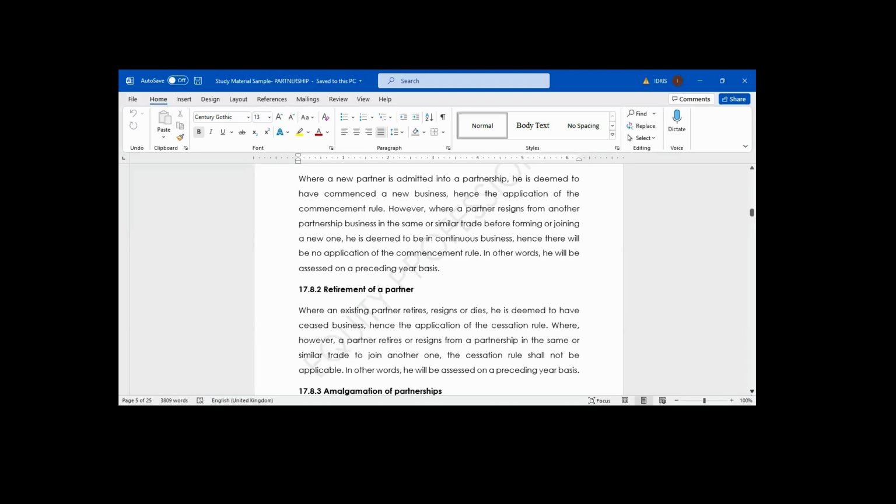Another one, retirement of a partner. If perchance one partner retires or dies, what is the treatment? That partner that retires or suddenly dies, cessation rule will apply to that partner.